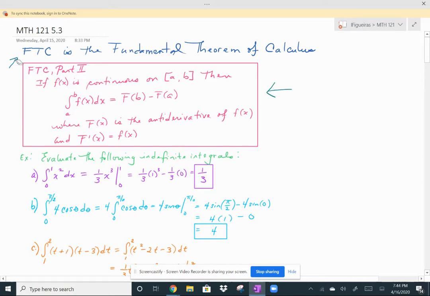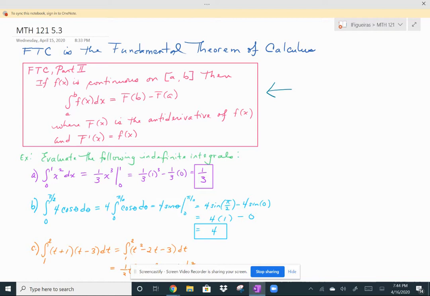So I just want to point out that sometimes, depending on the author, part 2 is actually part 1 in some books, and vice versa. Part 1 is actually part 2. But what's important is what the theorem is saying, not necessarily what it's being called. But it's all under the umbrella of the fundamental theorem of calculus. So this theorem actually makes things a lot easier for us in terms of evaluating integrals.